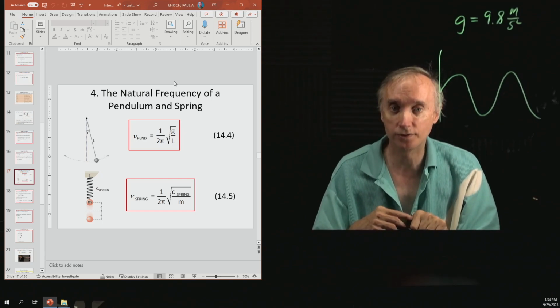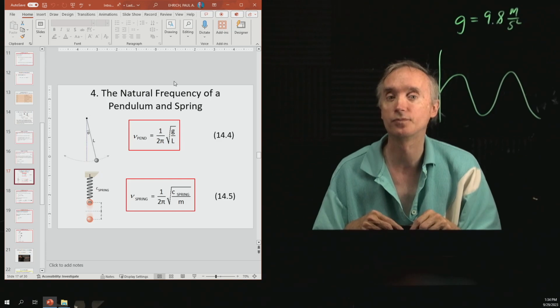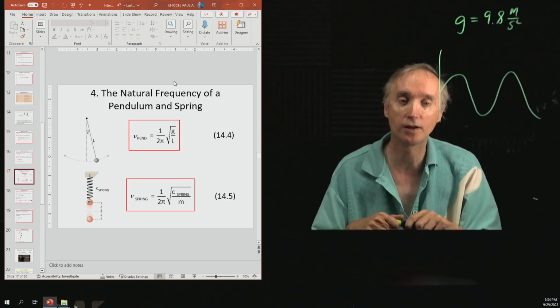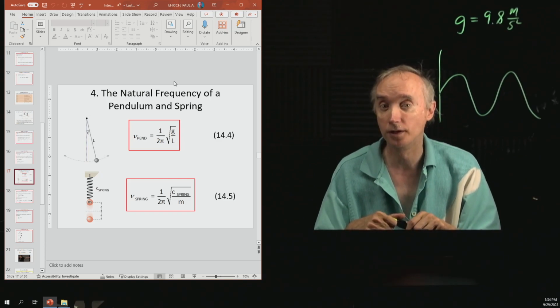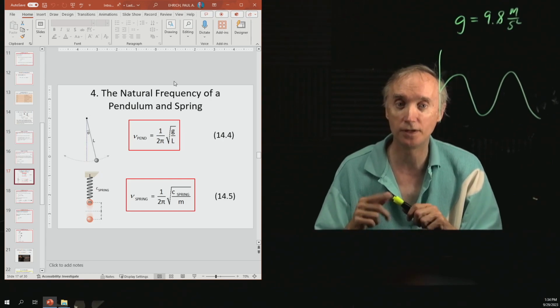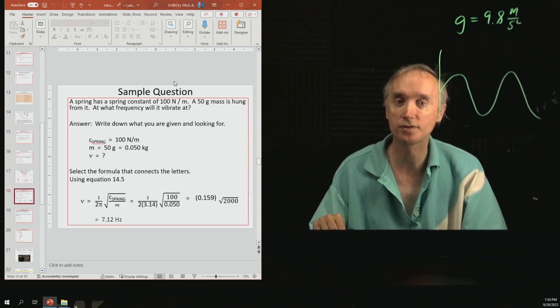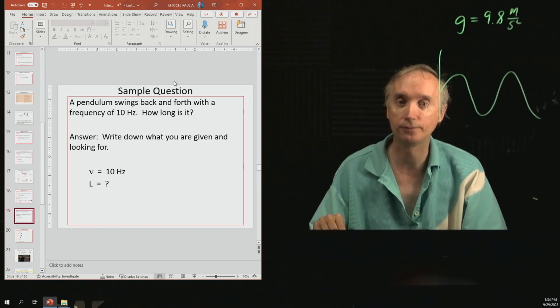The second equation allows you to calculate the frequency of a spring if you know its spring constant and if you know the mass that is being attached to the spring. So be able to use that formula to calculate the frequency, or be able to rearrange the formula and solve it for the mass, or rearrange the formula and solve it for the spring constant. So be able to use that equation. And so here are some sample questions that will show you how to do that.